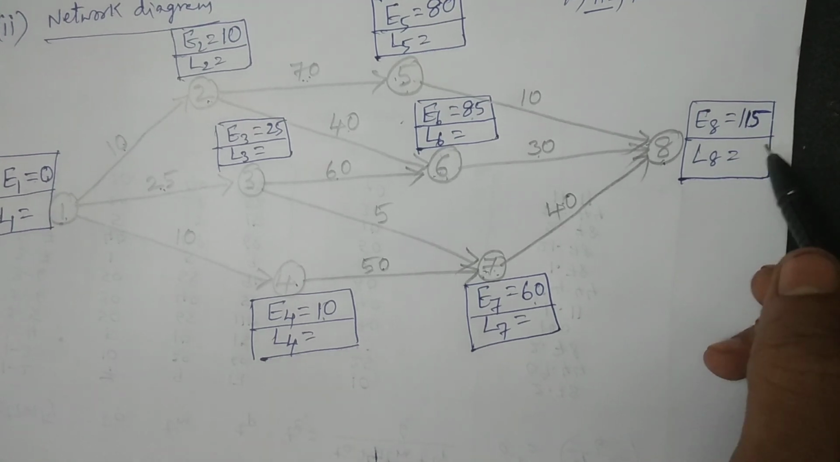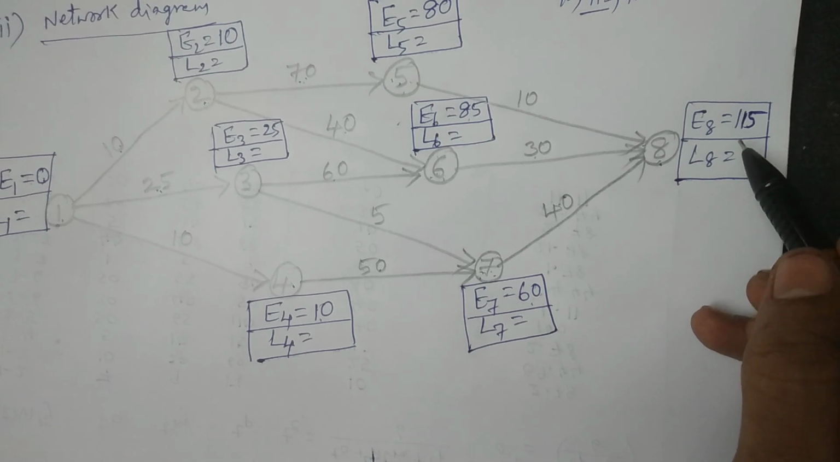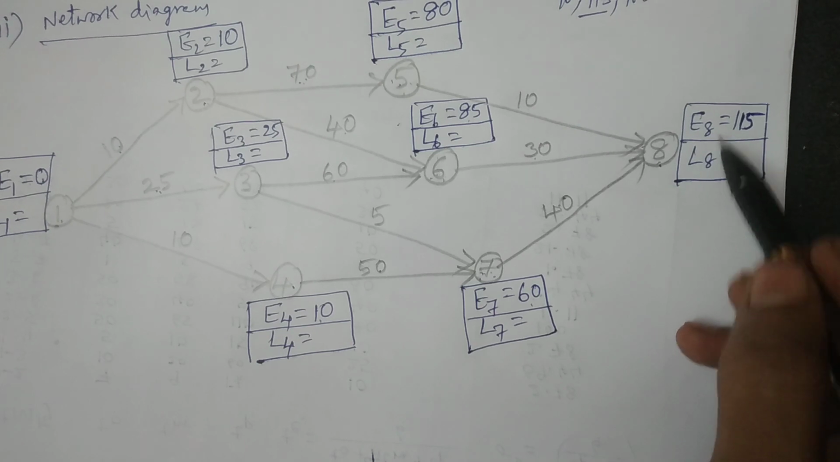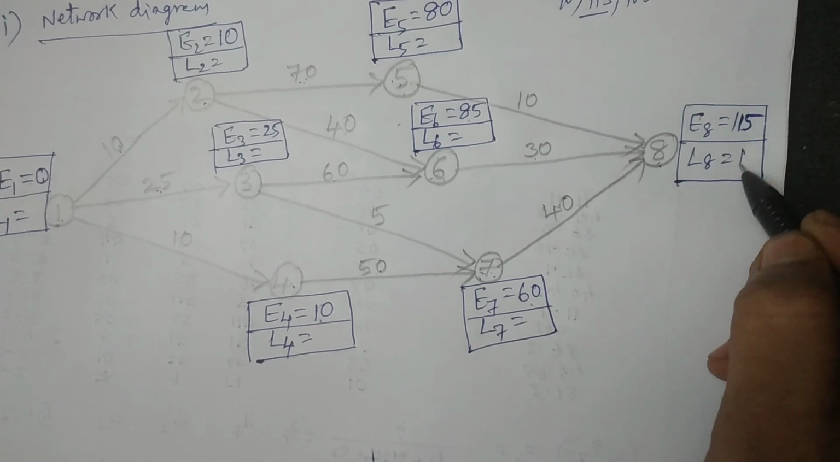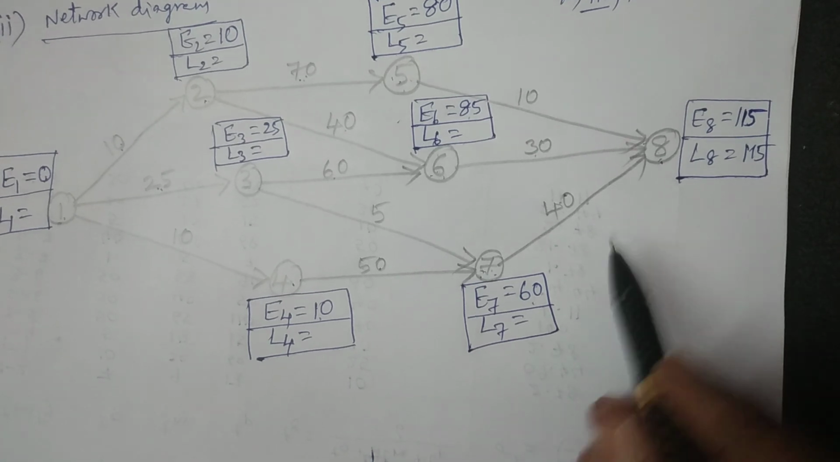What is the formula for the end node? For the last node, the last event, E is equal to L. The eighth node is the last node here. Therefore, E8 is equal to L8, that is 115. So coming back to the seventh.